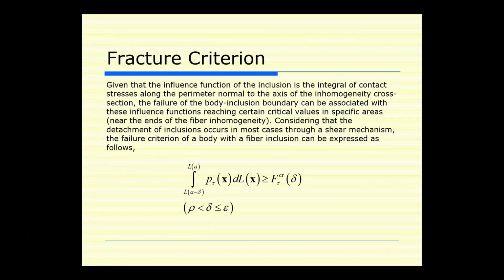Fracture criterion. Given that the influence function of the inclusion is the integral of contact stresses along the perimeter normal to the axis of the inhomogeneity cross-section, the failure of the body-inclusion boundary can be associated with these influence functions reaching certain critical values in specific areas near the end of the fiber inhomogeneity. Consider that the detachment of inclusion occurs in most cases through a shear mechanism. The failure criterion of a body with the fiber inclusion can be expressed as follows. So we have here the fracture criterion.